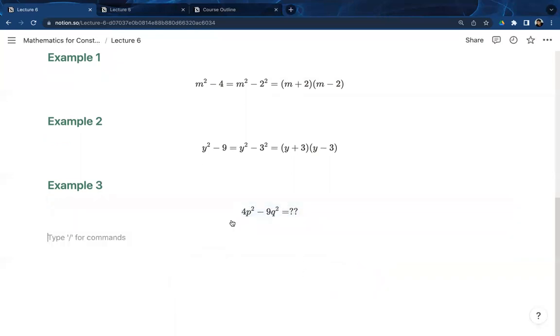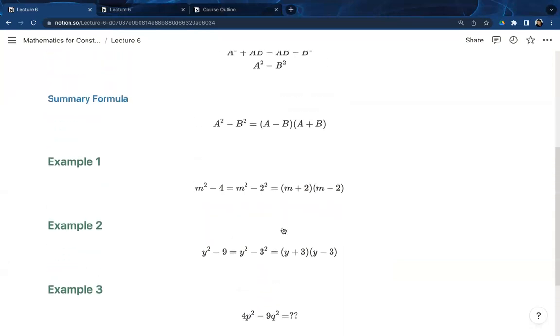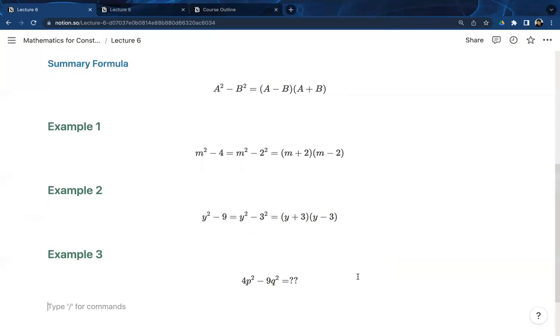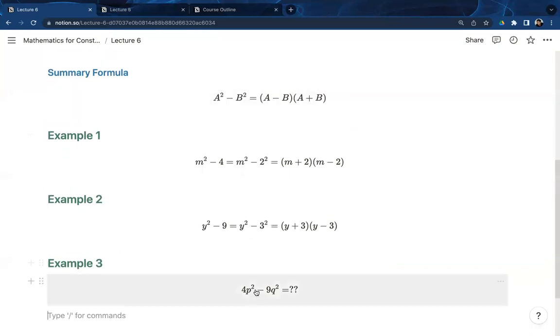So what would you do with example 3 here, okay? If you treat it as a difference of two squares, what would be A and B? There's the summary formula here. What would be A and B? And then what would be the product of the two brackets? What would the two brackets look like, right? Try this now.